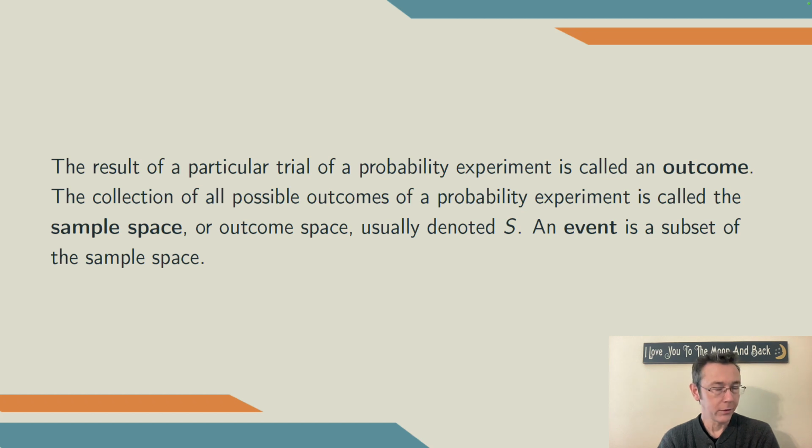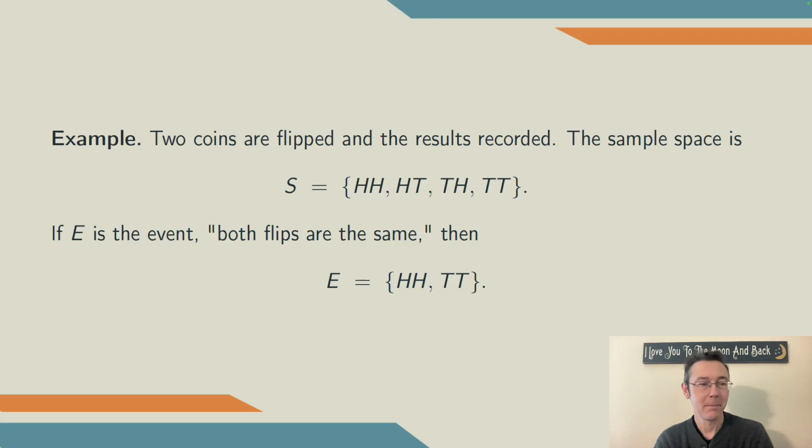Now, all this makes a little more sense when we see an example. So let's do that right away. 2 coins are flipped and the results are recorded. So the sample space, the collection of all the possible outcomes, has 4 elements in it: heads, heads; heads, tails; tails, heads; and tails, tails. If E is the event both flips are the same, that's something that can happen in 2 ways. That's heads, heads, and tails, tails. Technically, the way to say this is that the event E is a subset of the sample space S.